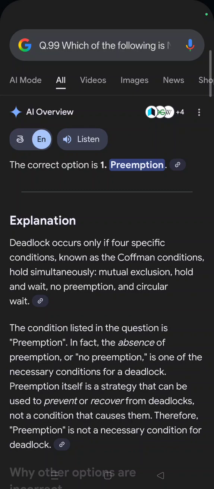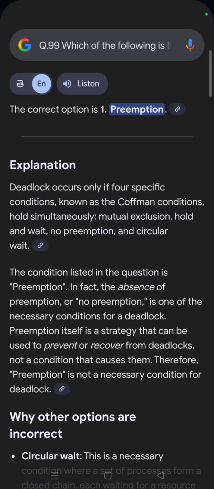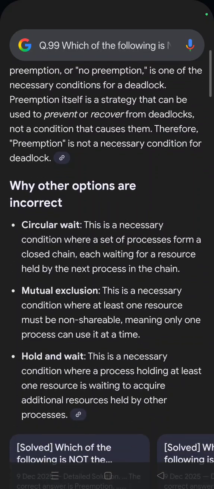In fact, the absence of preemption, or no preemption, is one of the necessary conditions for deadlock. Preemption itself is a strategy that can be used to prevent or recover from deadlocks, not an action that causes them. Therefore, preemption is not a necessary condition for deadlock. Why are other options incorrect?